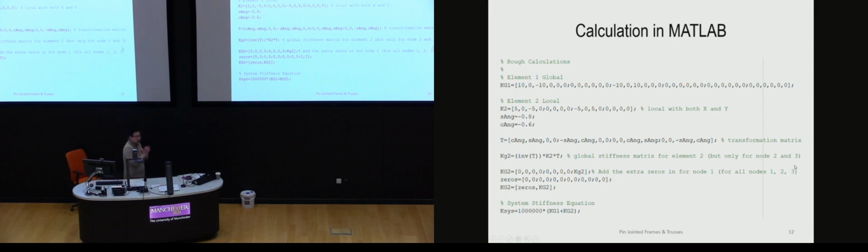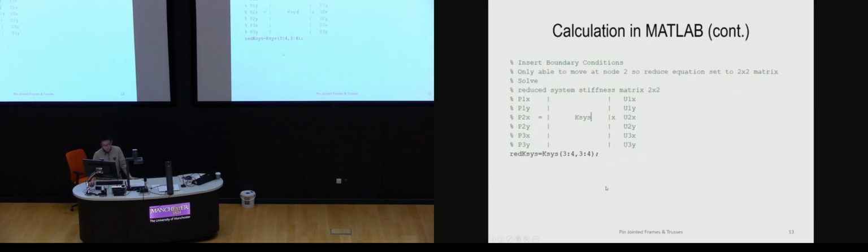And then we need to put it back into the system stiffness matrix. That's how we extended this 4x4 matrix into a 6x6. Basically, these three lines convert it back into a 6x6 matrix. And then don't forget, our unit is MN instead of N, so we multiply by our mega factor. And we solve it, right?